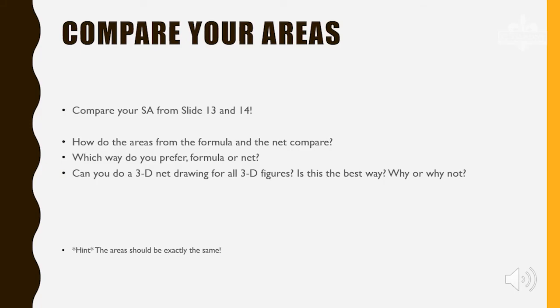How do the areas from the formula and the net compare? Which way do you prefer, the formula or the net? Can you do a 3D net drawing for all 3D figures? Is this the best way to do it? Why or why not? A hint is that the two areas should be exactly the same when you compare the surface area from the net and the formula, because both of these are correct ways of finding surface area of a three-dimensional figure.